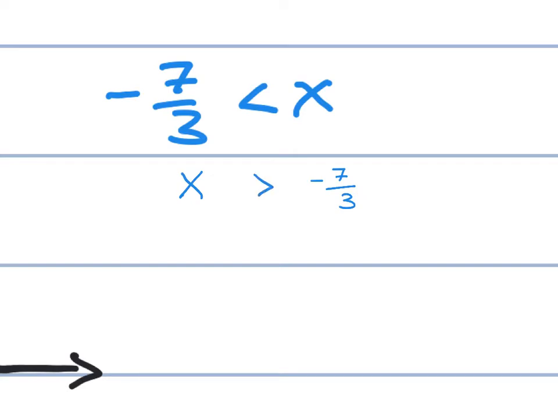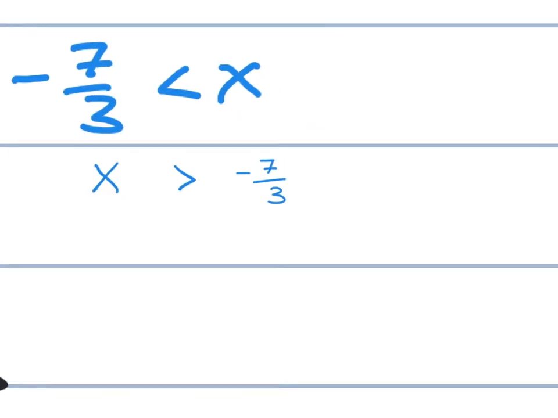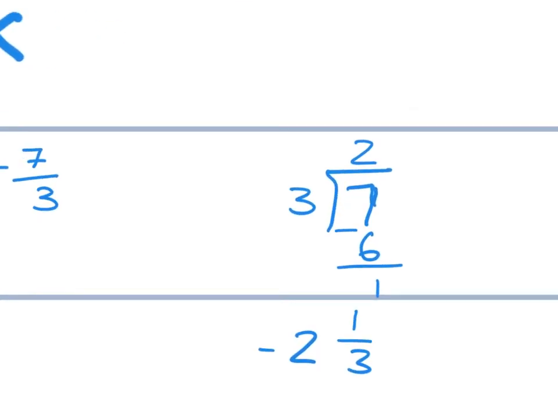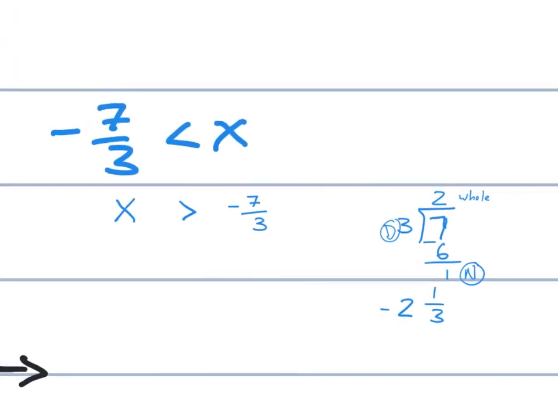I know that x is greater than negative 7/3. And if you're like, but bro, I don't know what negative 7/3 is, don't worry. Let's just figure it out real quick. How many times does 3 go into 7? That's 2. 2 times 3 is 6, with the remainder 1. This is the same thing as negative 2 and 1/3. If you haven't done this in a while, here's my whole number, here's my numerator, here's my denominator. That's where I'm getting those numbers from, negative 2 and 1/3.